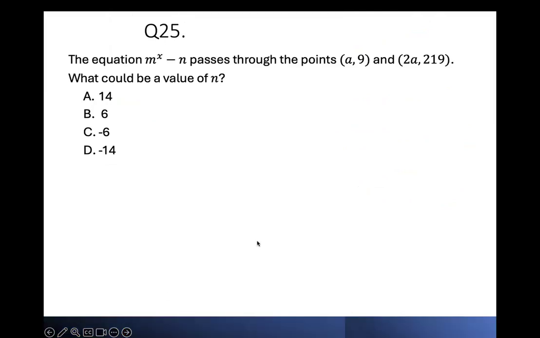That's your right answer. The equation m to the power x minus n passes through a point like this. What could be n? When I see this kind of question, they're just trying to disturb your brain. Your brain sees this, and you say, I've never seen this before. Look, you've seen it. This is xy. If it's confusing you, change the numbers into something tangible. You've seen it before. You can handle it. Just make it look like that. That's all.